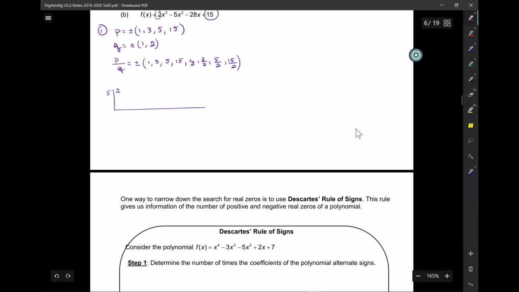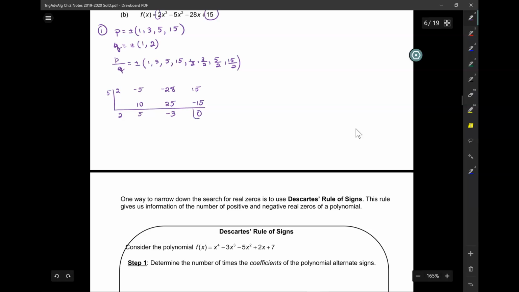And I have here 2, negative 5, negative 28, 15. 2 comes down, 10, 5, 25, -3, -15, 0. Okay, what happens if you don't get a 0? You did something wrong, right? Because if you picked the point from the calculator correctly, then something went wrong in the math. Okay, it must come up to a 0.